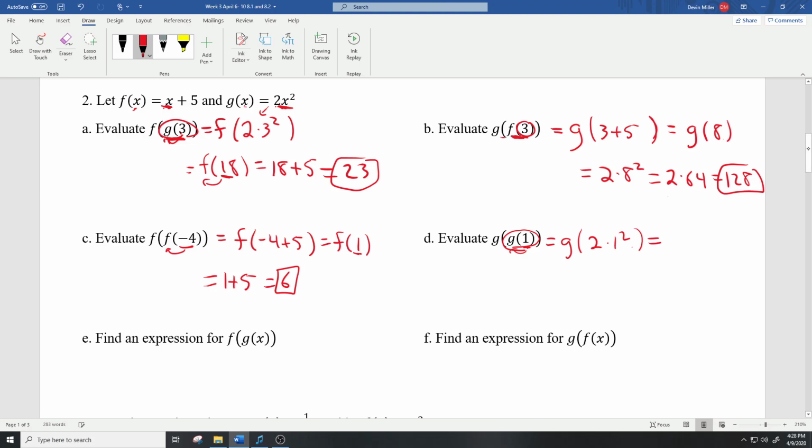It's pretty easy to evaluate. 1 squared is 1. 1 times 2. So it's g of 2 now. So now we're going to plug in 2 into the g function. So just using the g function again.